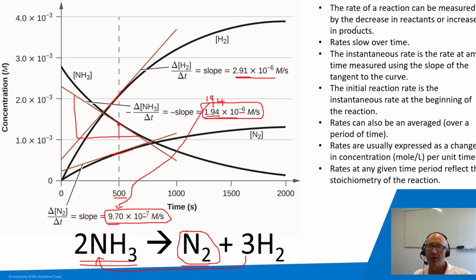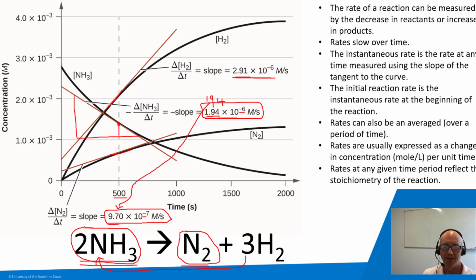Okay, so let's just go over here and look at these dot points to make sure that I've covered everything. Basically here what we're doing is we're trying to measure the rate of the reaction. The rate of any reaction can be measured either by the decrease in the concentration of the reactants or an increase in the products. You'll notice here that as the reaction progresses, the lines actually start to flatten out. In other words, the slopes decrease in magnitude here, the reaction slows down, and that's exactly what you would expect because you've got less and less ammonia as the reaction progresses.